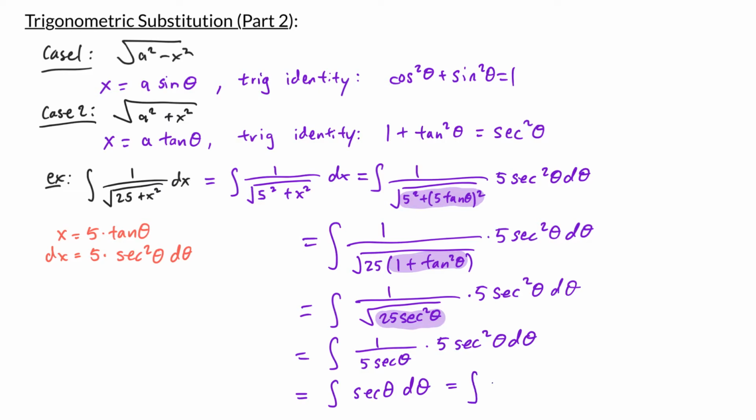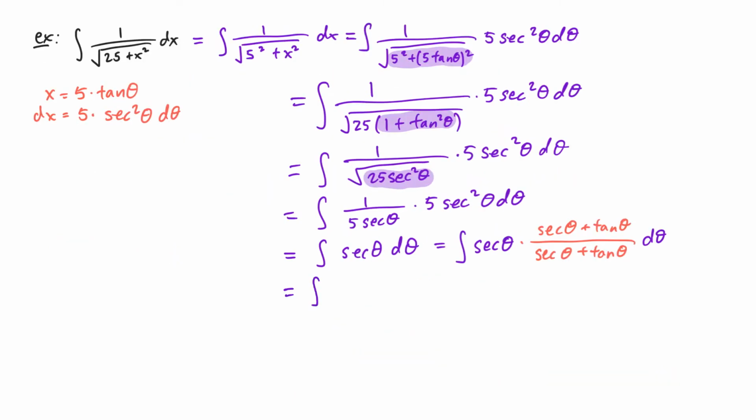The trick here is to multiply the top and the bottom here by secant theta plus tangent theta. When we multiply the top and the bottom by the same thing, we're essentially not changing anything at all. When we multiply this out, we end up with secant squared theta plus secant theta tan theta in the numerator and secant theta plus tan theta in the denominator. What we're going to do now is make a substitution. We're going to let u equal secant theta plus tan theta.